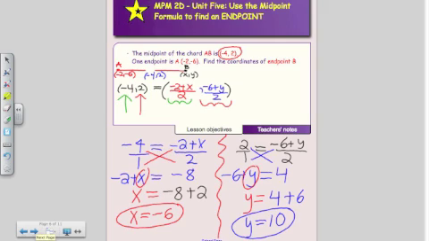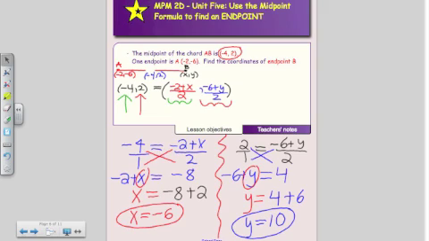And we can actually go back to our diagram to check this logically. -2 plus -6 gives me -8. -8 divided by 2 gives me -4, and that's the x coordinate of my midpoint. -6 plus +10 is +4.